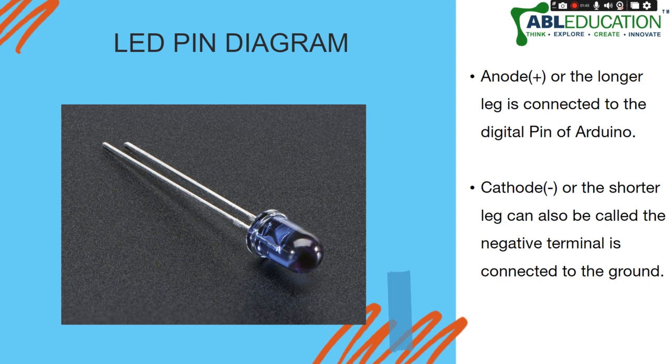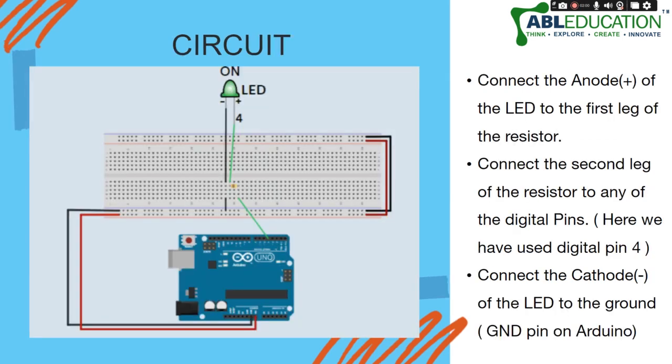And now this is the pin diagram of an LED. We have an anode, which we know is the positive terminal and is the longer one. And we have the cathode, which is the shorter terminal and is negative, connected to the ground. This is the circuit. When you place the blocks in the correct order, the ABLOX platform will automatically generate the circuit for you. Here we have connected the anode, the positive leg, to the resistor, and the resistor goes into digital pin number 4. You can use any of the 14 pins available in Arduino UNO, from 0 to 13, for your connections. Now the cathode, the negative pin, is connected to the ground.